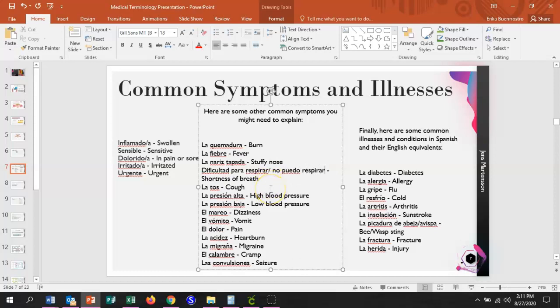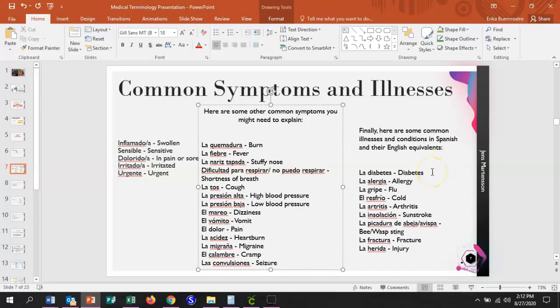Okay, tos is cough, high blood pressure, la presión alta, low blood pressure, la presión baja, mareo, dizziness, vómito is vomit, pain is dolor, heartburn is acidez, migraine, migraña, cramp, calambre, seizure, convulsiones. And finally, here's some of the common illnesses and conditions in Spanish and their English equivalent.